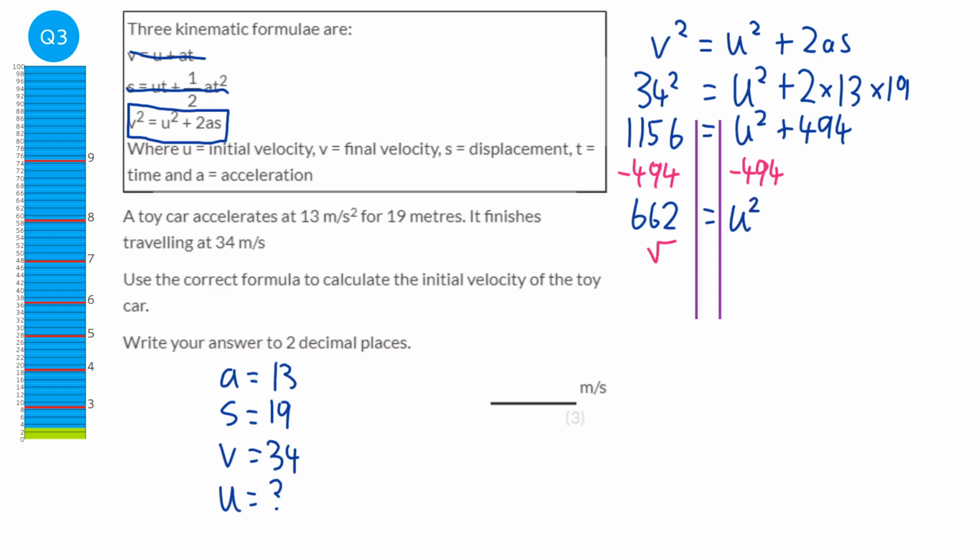Then we're just going to square root both sides. And so the square root of that is going to be 25.729 and so on. And it says it wants it to 2 decimal places, so it's going to be 25.73.